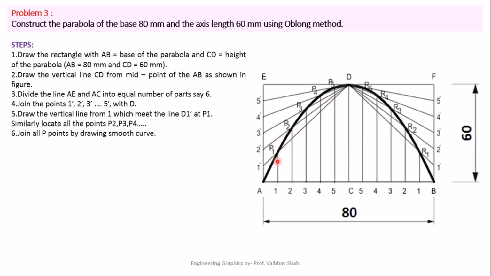After getting the intersection of all of these lines, we'll be having this point P1 on this 1 dash and 1 line intersection, P2 on this 2 dash line, P3 on this 3 dash line, P4 on this 4 dash line and P5 on this 5 dash line. And P6 point is obviously nothing but your vertex point. So now after that we have to just repeat this procedure on the right hand side.